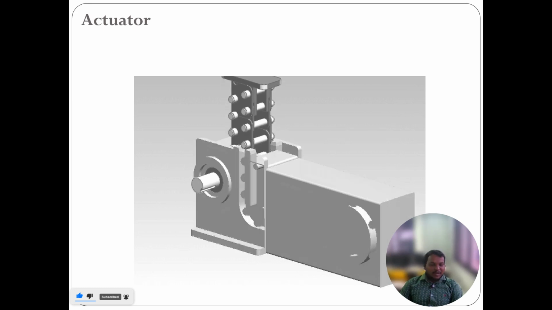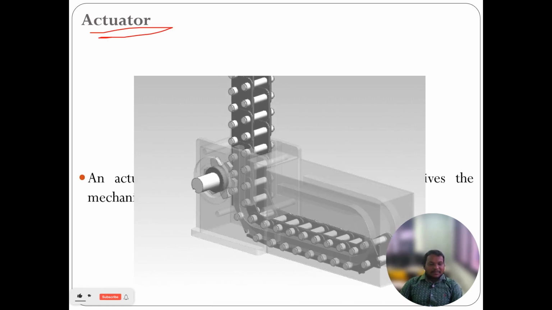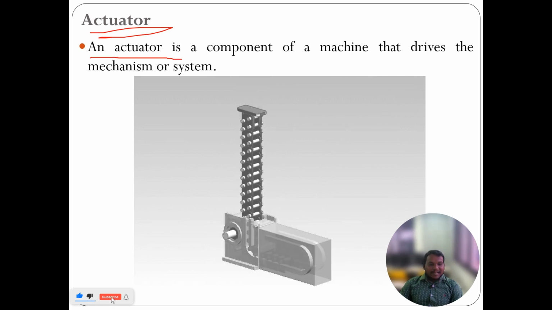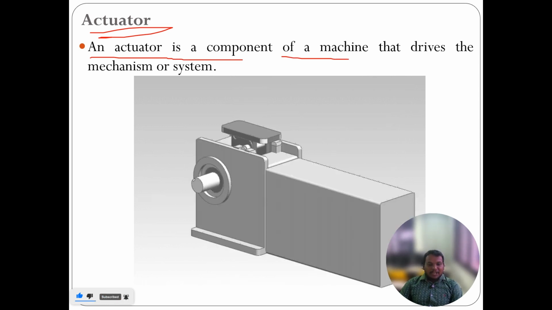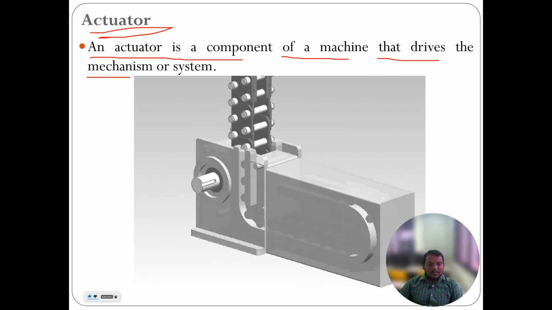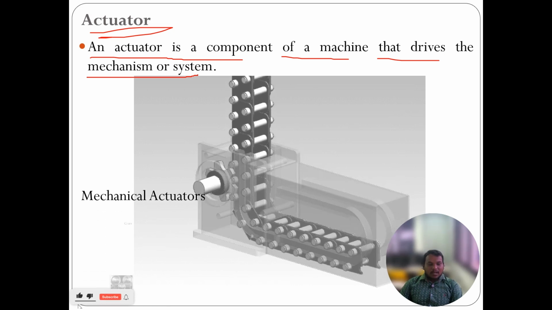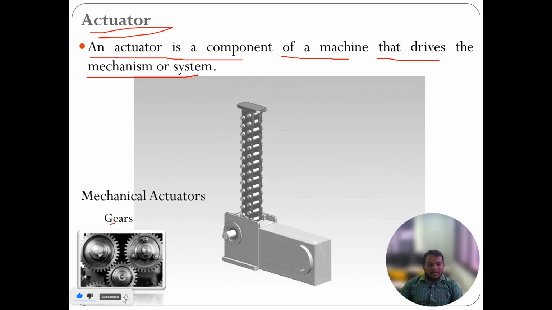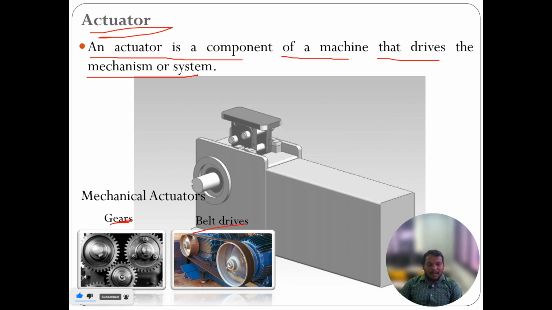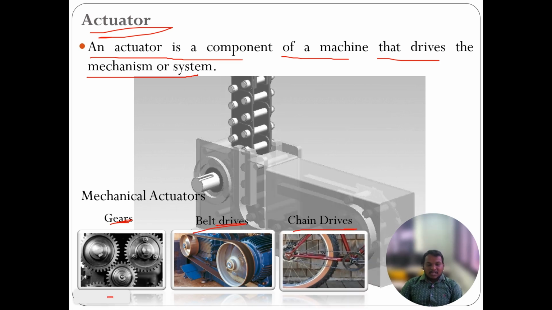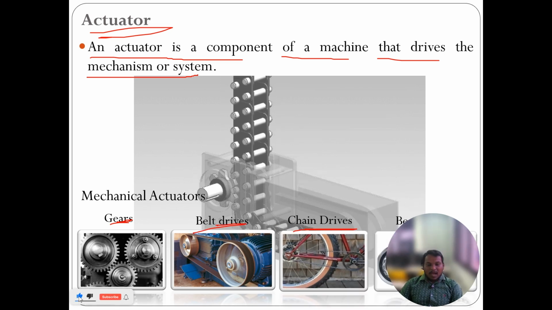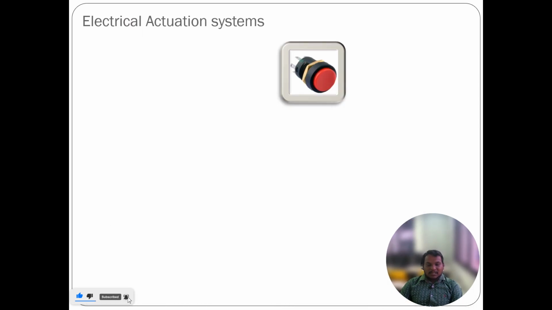What is an actuator? An actuator is a component of a machine that drives the mechanism of a system. Mechanical actuators: the first ones are gears, belt drives, chain drives, and bearings. Next, electrical actuators.